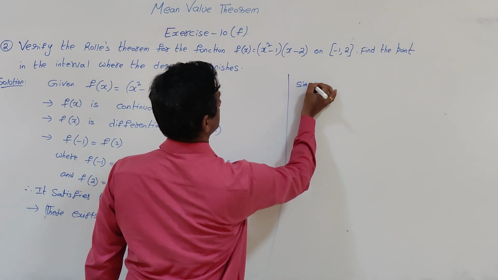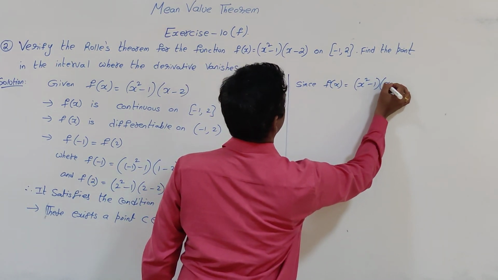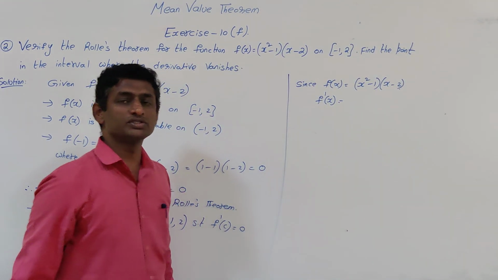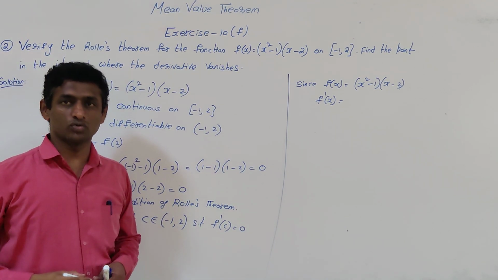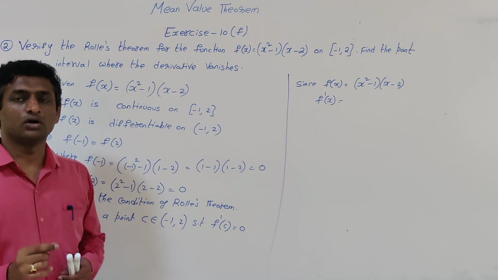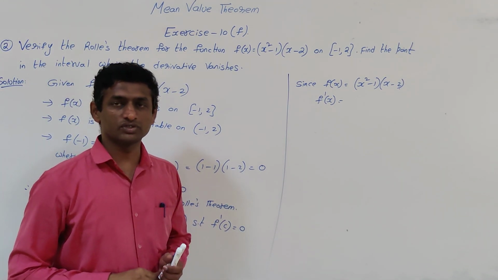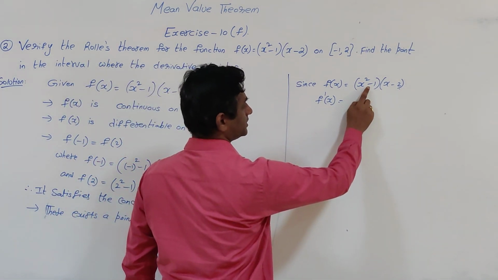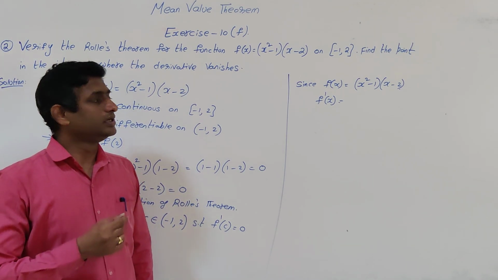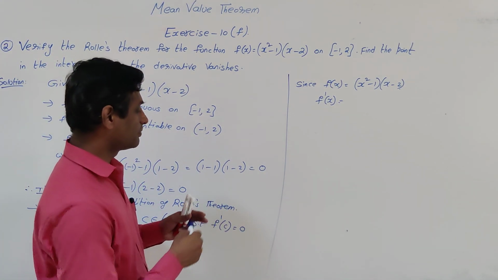Since f of x is equal to x square minus 1 into x minus 2, f dash of x, as it is a product of two functions, you have to apply the product rule of derivatives. So what does the product rule say? Derivative of the first function into second function, plus first function into derivative of the second function. If you consider this u and this v, the derivative of uv will be du by dx into v plus u into dv by dx. So we will apply that.